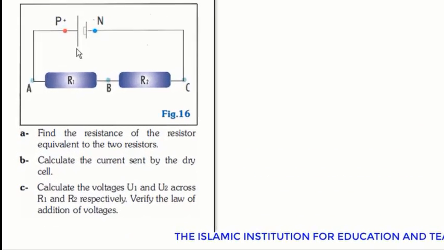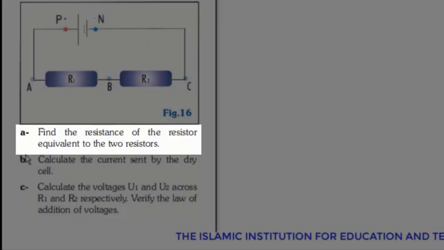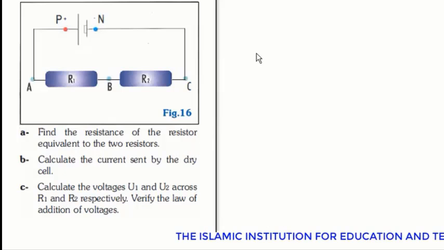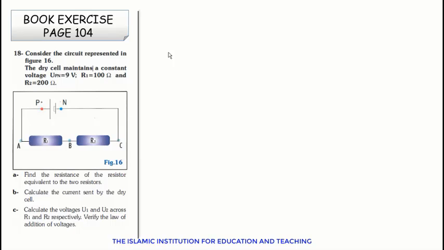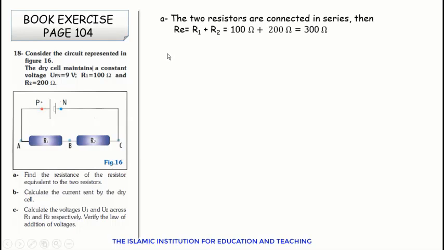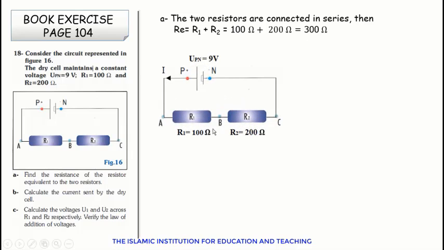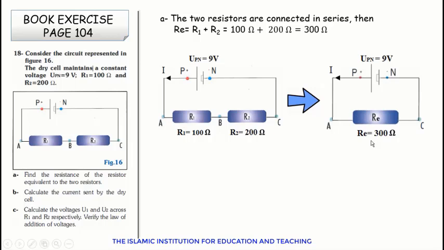Part A. Find the resistance of the resistor equivalent to the two resistors. The two resistors are connected in series, then R equivalent is equal to R1 plus R2 equals 100 plus 200 ohms equals 300 ohms. This figure shows the equivalent resistor for the grouping.